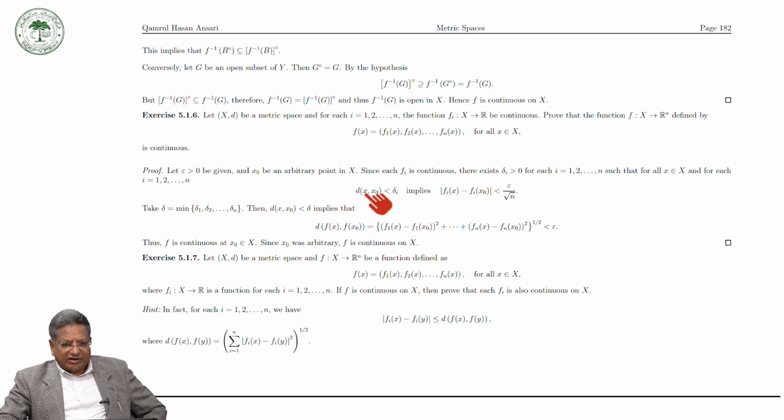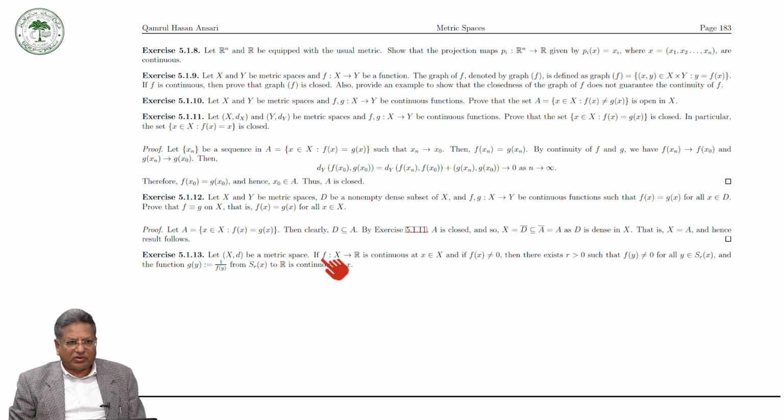Of course, the second exercise is the following: if X is a metric space and f is a function from X to R^n, that is to say the converse of the above exercise, which is defined in this one. If this function is continuous, then each component is also continuous. Here I have given the hint, so you can try this by yourself.